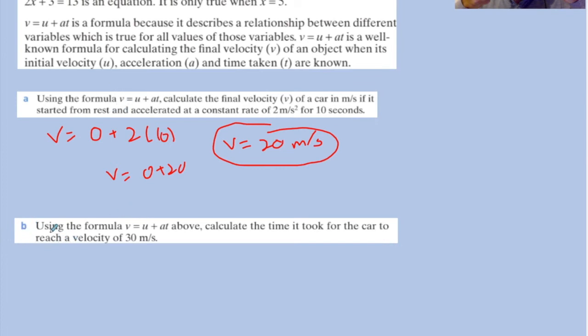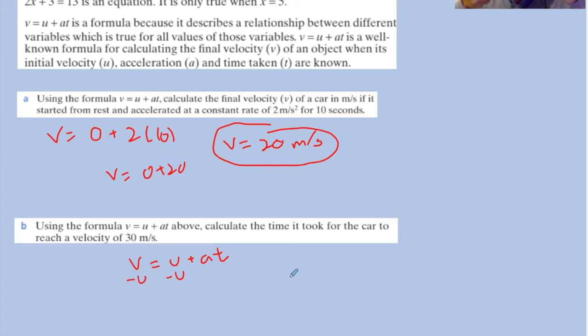Using the formula v equals u plus at above, calculate the time it took for the car to reach a velocity of 30 meters a second. So calculate the time. If we're asked to calculate something that's not already on its own, we should move it to be the subject of the formula. So v equals u plus at, and let's rewrite that. We want to get this t on its own, so I'm going to minus u.